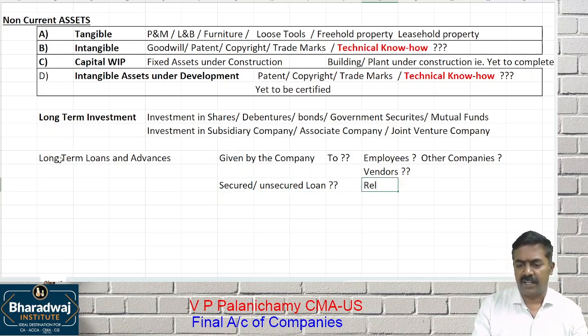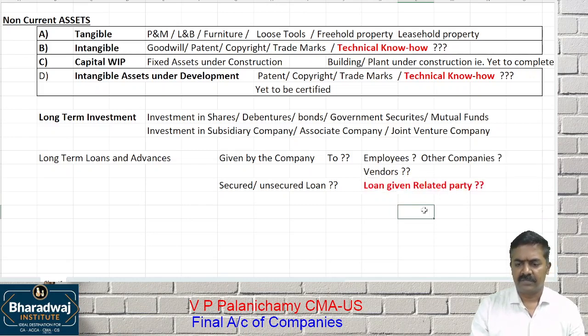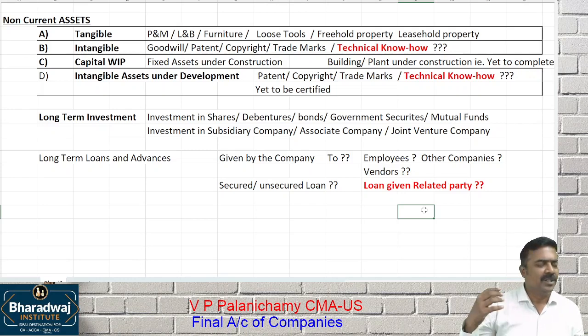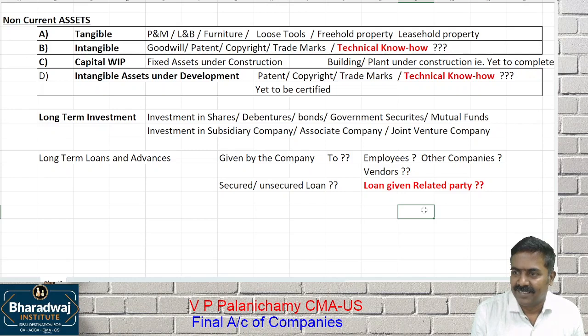Is it given to the related party? What do you mean by related party? Is the loan given to a related party? Let's assume you are a director of a company. Your spouse, husband or wife, got a loan from the company. That is called as which one? Loan given to a related party.